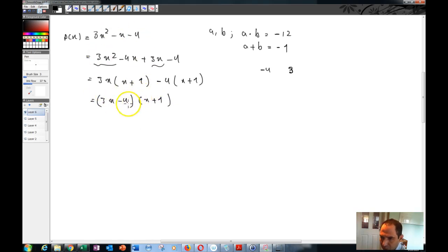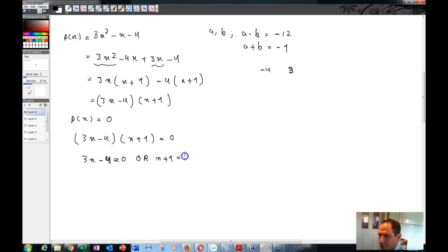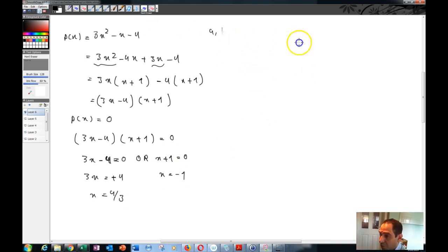Now, if I want to find the zeros here, I have to set my polynomial to 0. That means that 3x minus 4 times x plus 1 is equal to 0. That means that either 3x minus 4 is equal to 0, or x plus 1 is equal to 0. 3x is equal to positive 4, x is equal to 4/3. And here x is equal to negative 1. So the two zeros of your polynomial are 4/3 and negative 1.